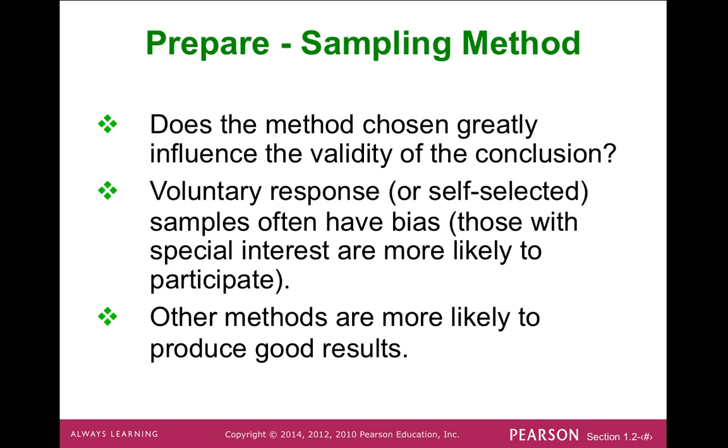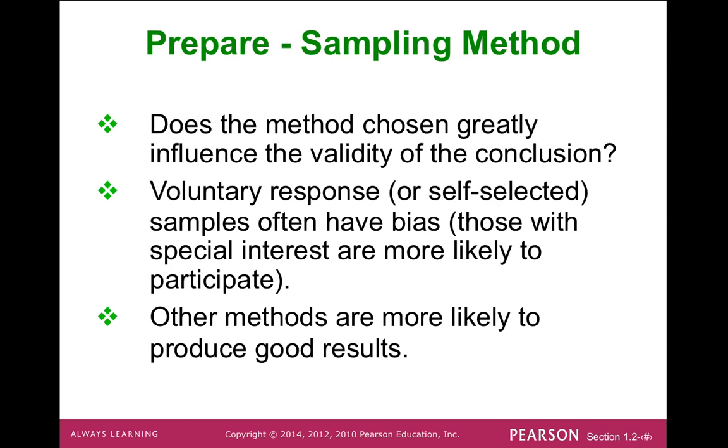The next part of the preparatory phase is to determine your sampling method. One question you have to ask yourself is, does the method that you choose influence the validity of the conclusion? And as we will see, and we'll get into talking about sampling methods in a little bit more depth coming up, yes, the method can very much influence the validity of the conclusion. So it's important to think through which sampling method is best based on what you are trying to achieve in your study. Some examples of methods.